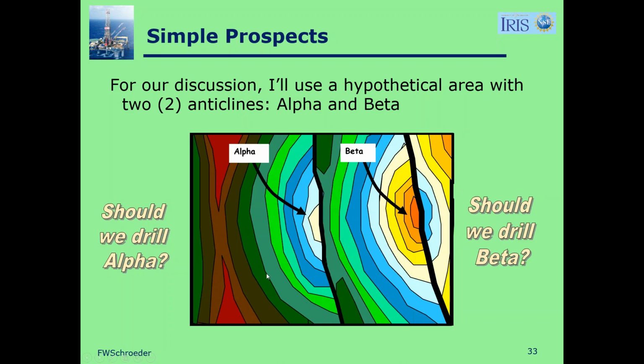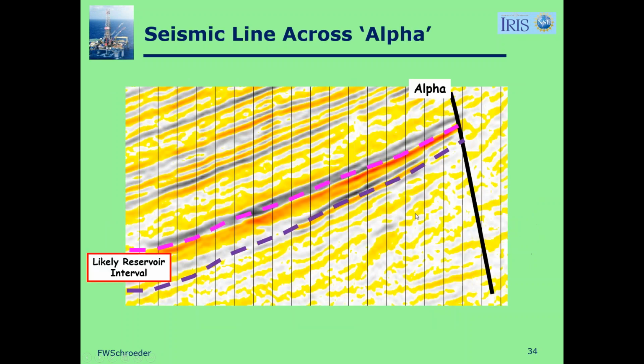So I'm going to use a hypothetical example of two prospects, the alpha prospect and the beta prospect. We have a fault here and a fault here, and this is the high point getting deeper, then the fault steps up, the high point and getting deeper. So the question is, should we drill the alpha high? Should we drill the beta high? Should we drill both of them? If so, in what order? Should we only drill one of them, or should we not drill either of them?